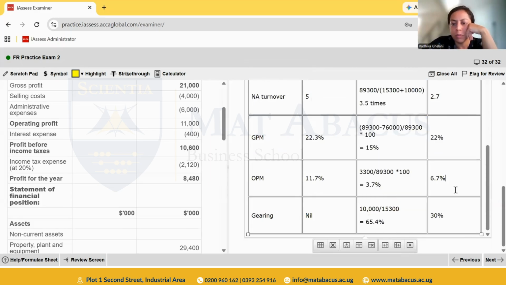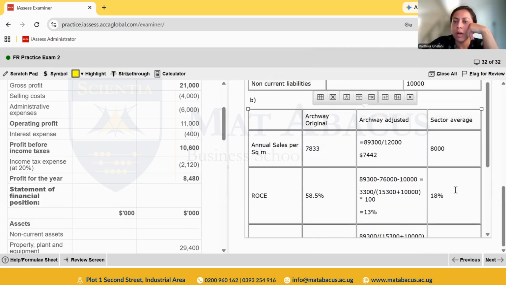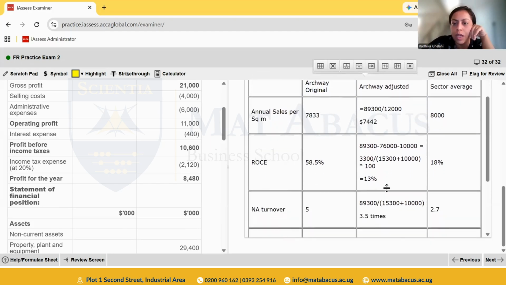And when we do part C, we can now easily compare. You can see the original figures. Look at the original figures for Archway. The annual sales was much higher, although it was below sector average, annual sales per square meter, but it has further fallen after the adjusted figures.